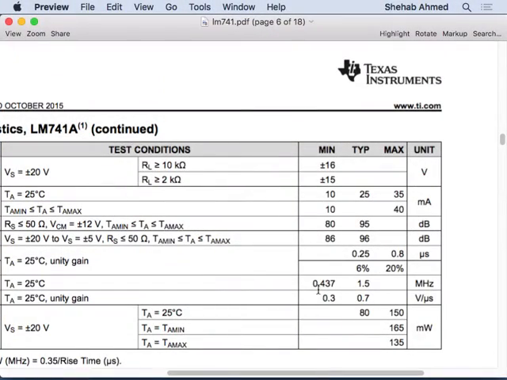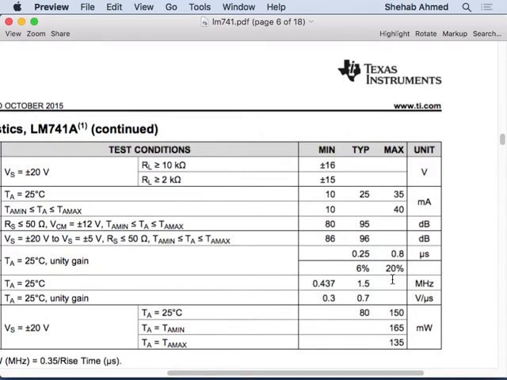1 million? Is it 1 million? Yeah, 1 million is 1 megahertz. So here they tell you that the typical value is 1.5 megahertz. The lowest value it can be is 0.4 megahertz. Right? So they're telling you this is ranging from a minimum value of 0.4 megahertz. They don't tell you what the maximum value is, right?